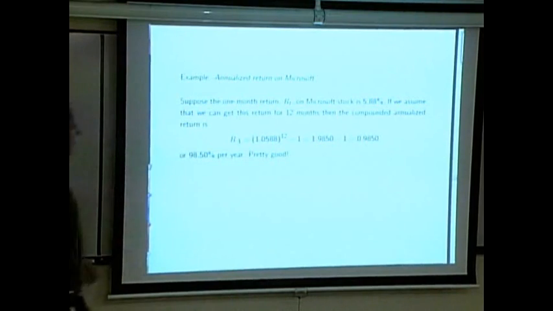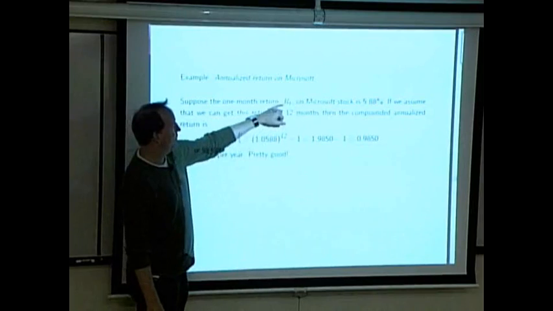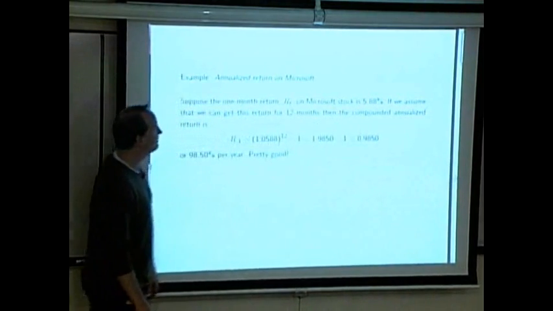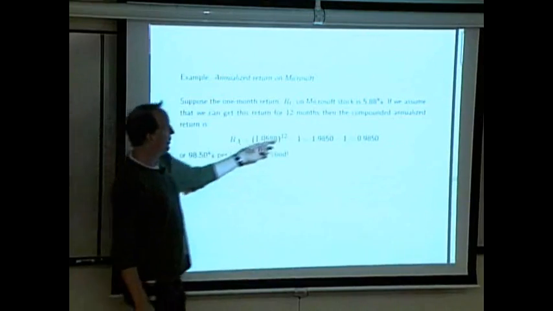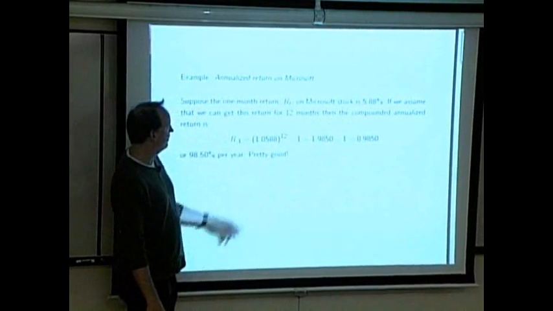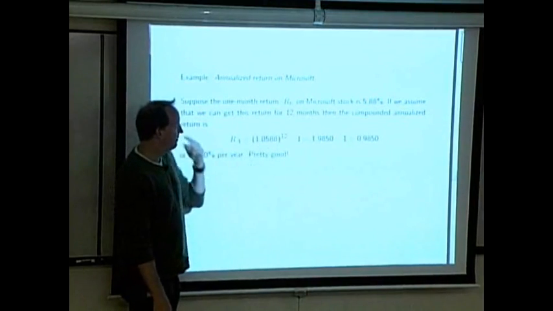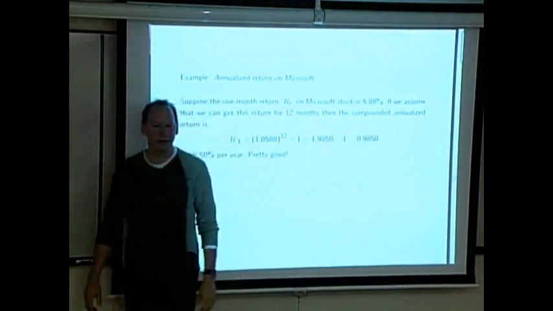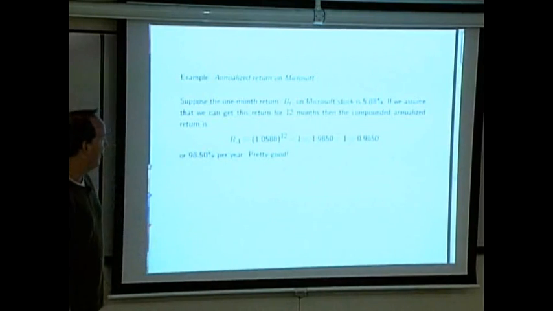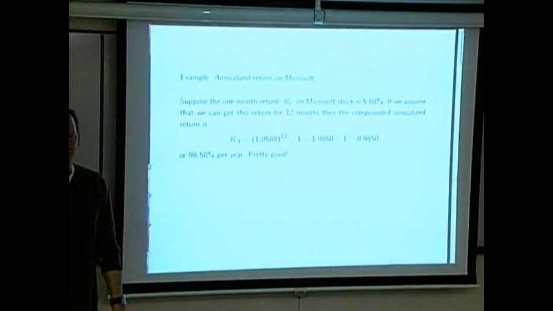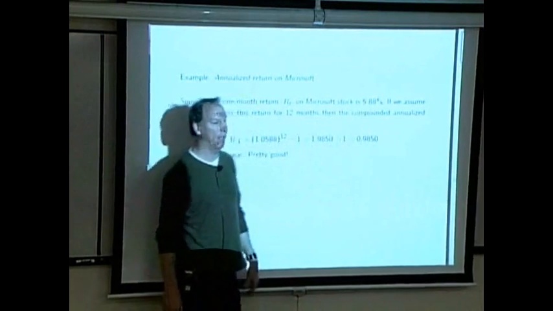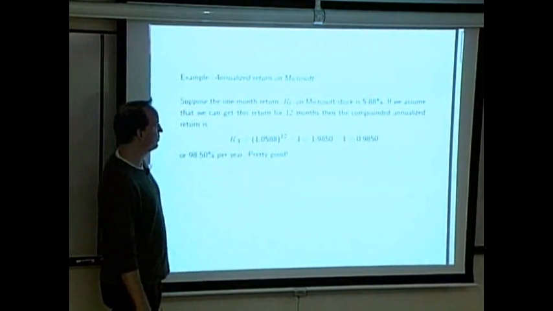So if we did our Microsoft example, the rate of return on Microsoft over 1 month was 5.88%, right? Let's make the assumption that we get the same 5.88% return every month for a year. What's our annual return on the investment? Well, it's 1 plus the monthly rate raised to the power 12, minus 1. That gives us an annual rate of return of 98%, right? That's pretty incredible. You're essentially doubling your money in a year if Microsoft stock returns 5.8% every month. So that would be pretty good if it were true.